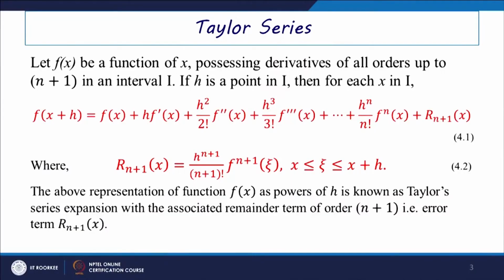So if we go for the Taylor series form here, it means that if f of x is a function which possesses continuous partial derivatives at a certain point, that is, if the function is continuous along its neighborhood points and possesses derivatives of all orders up to n plus 1 in an interval I, then we can express f of x in the Taylor series form.